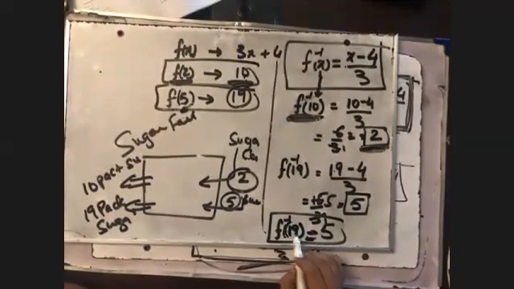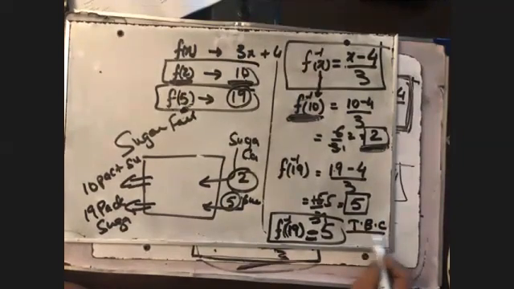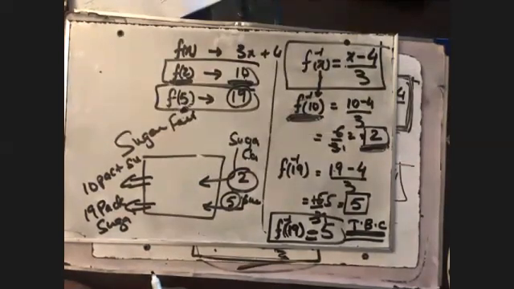So f inverse of 19 is equal to 5. TBC. What does TBC mean? Abhiya, what does TBC mean? To be continued. Thank you. Okay, so next class we continue from here. We start doing the questions, okay?